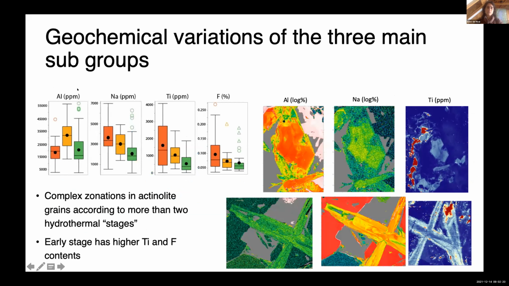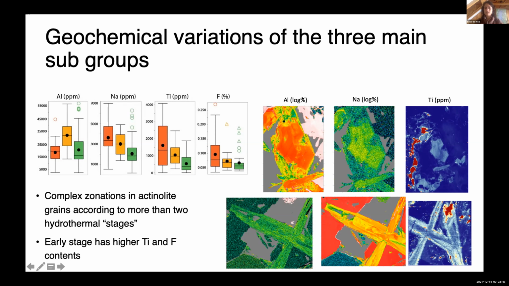So elements such as aluminium, sodium, titanium, and fluorine are pretty different and distinct between these three different groups. We see that titanium is higher in the early samples, and so is fluorine. We see that aluminium is quite a bit higher in this main stage 1, and sodium is just going down from the earlier to the later stages. And we can see these zonations also in the compositional maps that show very complex textures.